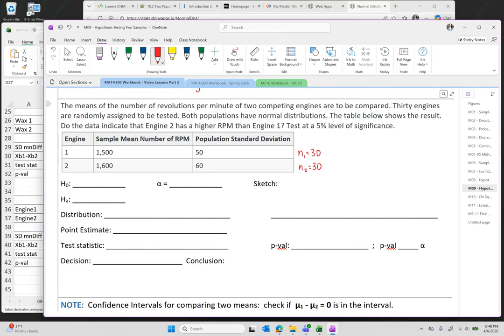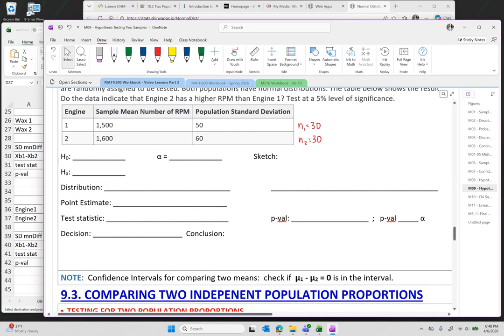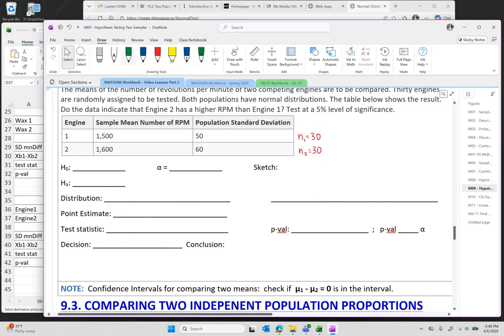The table below shows the results. We had a sample mean number of RPMs for engine 1 at 1500 and for engine 2 at 1600. And the population standard deviation was 50 RPMs for engine 1 and 60 RPMs for engine 2. We need a 5% level of significance.